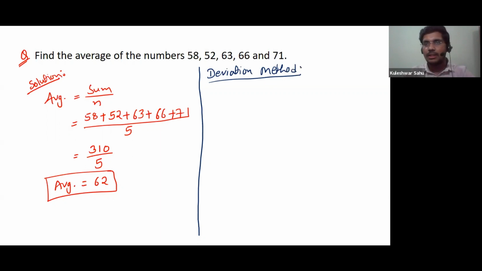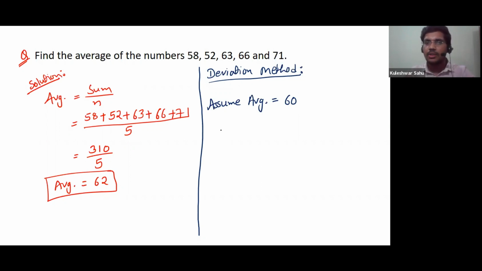What happens in the deviation method? The first step of the deviation method is we are going to assume an average, and that average can be either one number among the given numbers, or one number which is closer to all these 5 numbers. Now I'm taking one number which is closer to all these 5 numbers, which is 60. It's your wish. You can take 65, you can take 70. It's completely up to you.